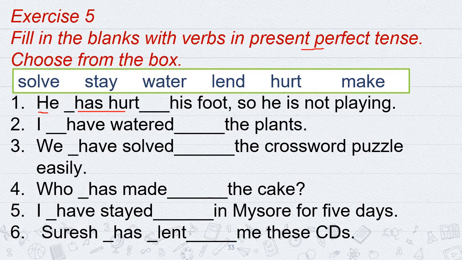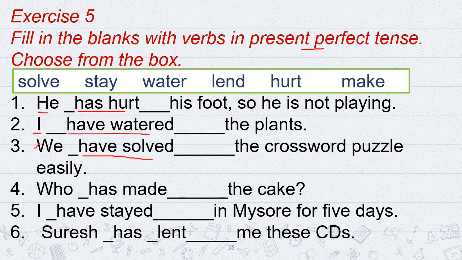Second, I dash the plants. The answer will be I have watered the plants. Why have I used have? Because with I we always use have. Third, we dash the crossword puzzle easily. The answer is we have solved the crossword puzzle easily. Why have? Because my subject is plural.